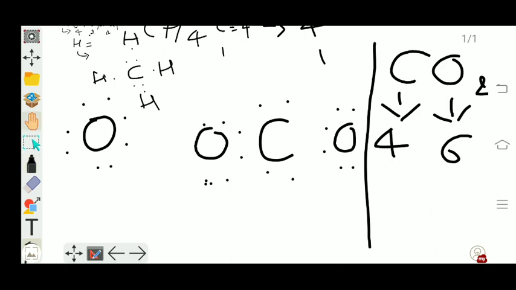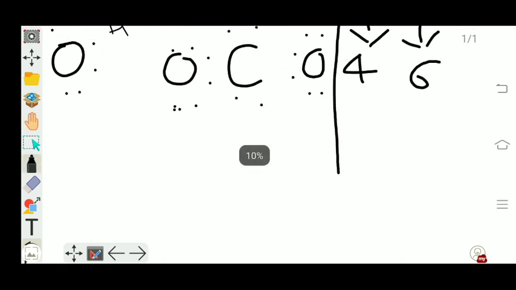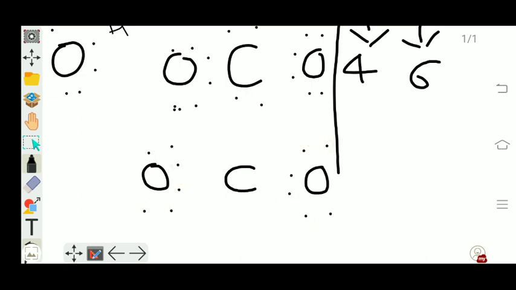I will write it here neatly. One atom of oxygen and another atom of oxygen each have 6 electrons, and carbon has 4 electrons. These 4 electrons from the carbon, 2 each, will be shared with the oxygens and form an octet, 1 to 8 and 1 to 8.